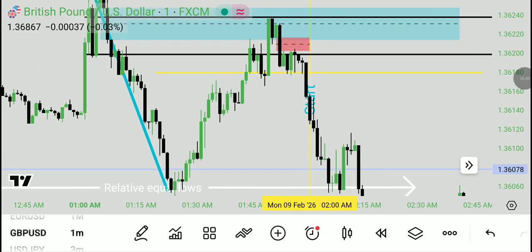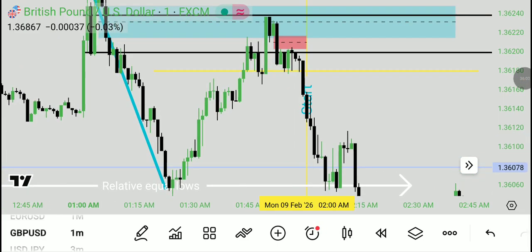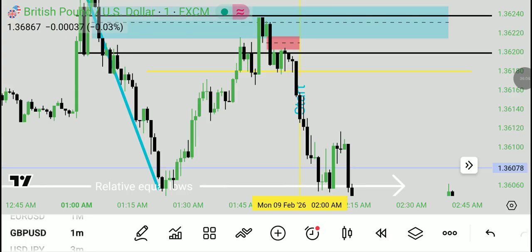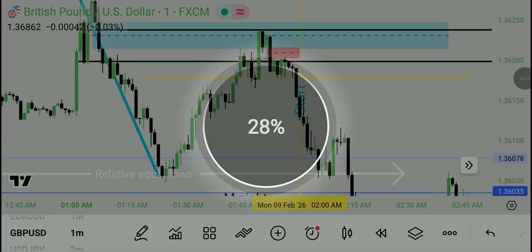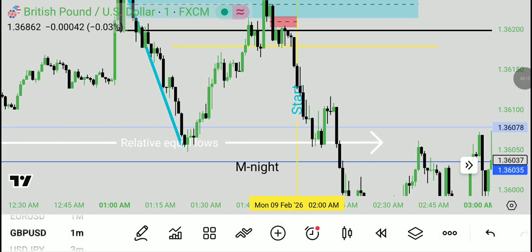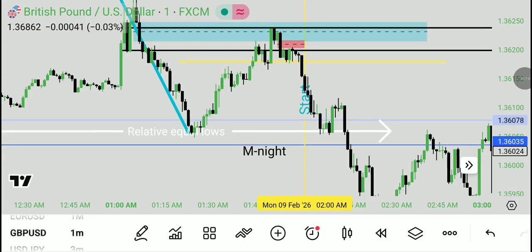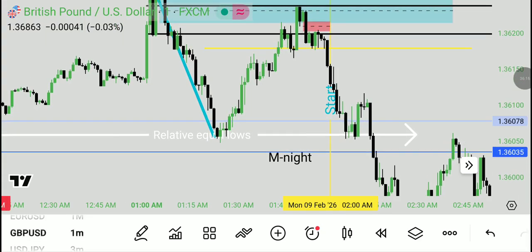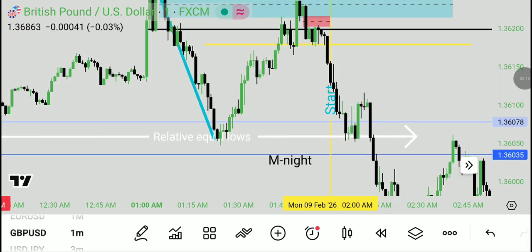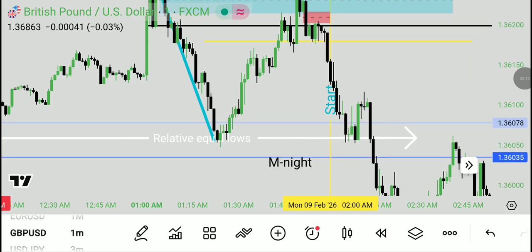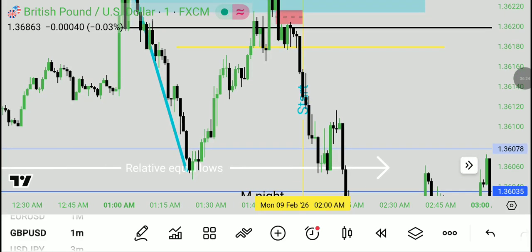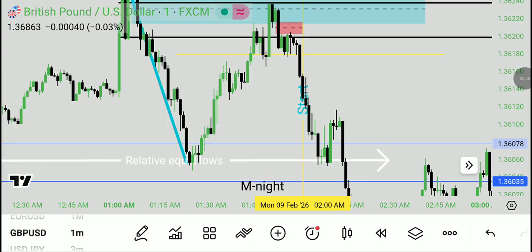Alright, when you see the market respecting the zone, and you look below and see relative equal lows, you look below and see the midnight opening gap, you look below and see the weekly opening gap, are you still going to be confused? Won't you understand what is coming?